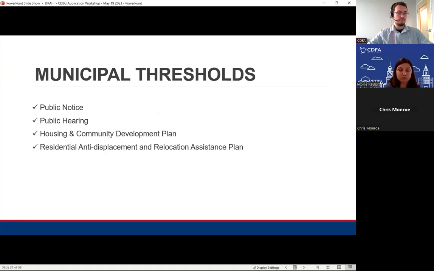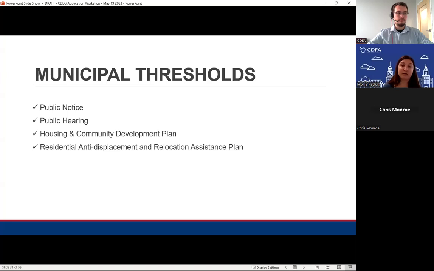Municipal thresholds include a required public notice regarding the public hearing that you are going to have about the project. That public notice has to be posted, and there are very specific posting requirements that go along with where that needs to be posted. There are also public hearing requirements, and the purpose of the public hearing, again, is to inform the public about the CDBG program and your specific application. And then there is something called a housing and community development plan that needs to be adopted by the governing body of the municipality. The plan identifies current housing and community development needs, or those anticipated in the next 3 years.